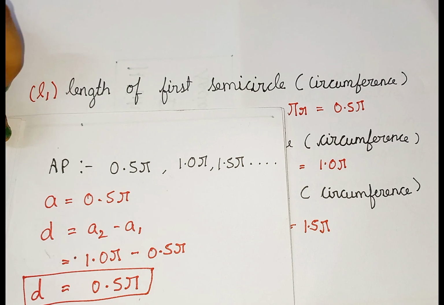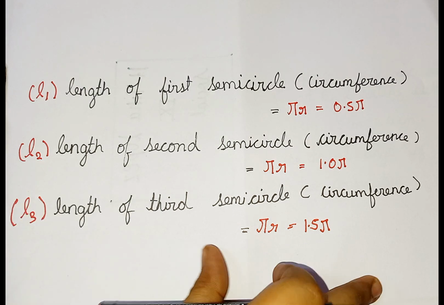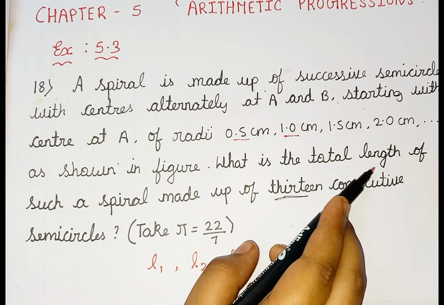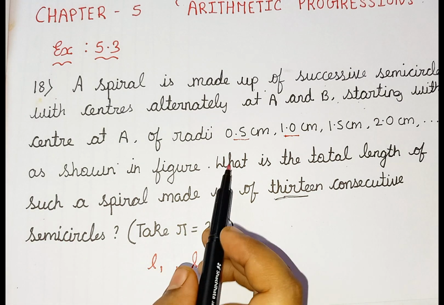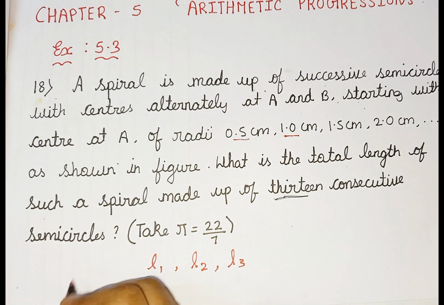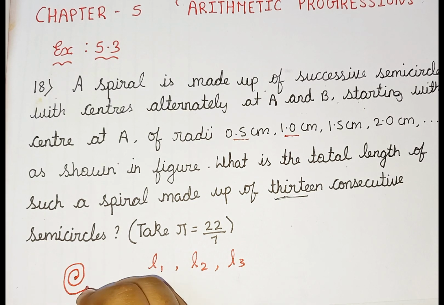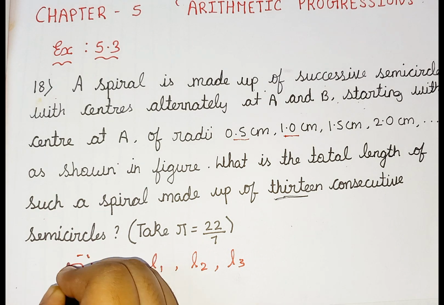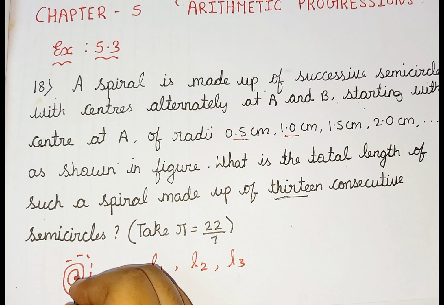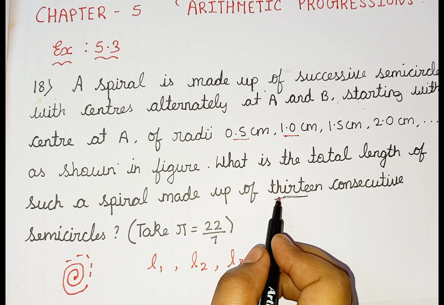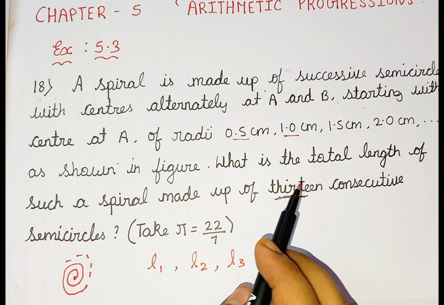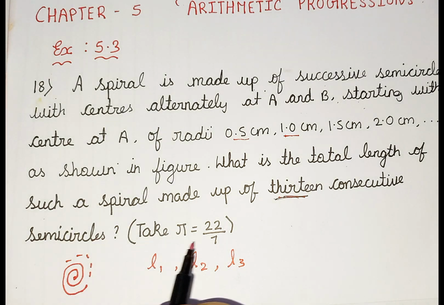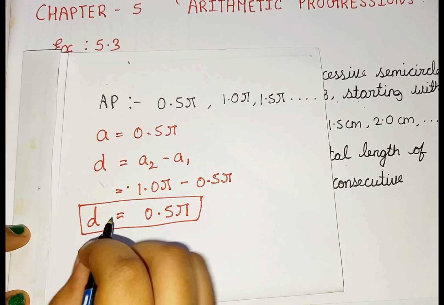For what purpose am I doing this AP and all? Because we are supposed to find the length of the spiral made up of 13 consecutive semicircles. We are supposed to find the total length of the spiral. You guys know this is the spiral. Here we had a symbol, that is, so on, isn't it? We had dots, right? Dots means it's continuing. Like that we have 13 consecutive semicircles, but we don't know the length. To find the length, I'm forming an AP and then I'll apply the formula, and it is literally easy to find. Now the AP, we have the values.